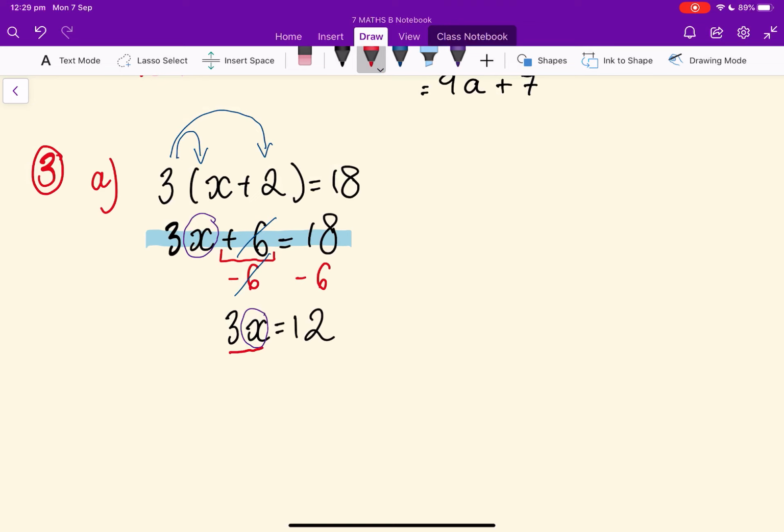Okay? So dividing by 3 on both sides, I can cross my 3 out on my left, and I have x. 12 divided by 3 equals 4. Okay, and that's my final answer. Let's do just one more of these.